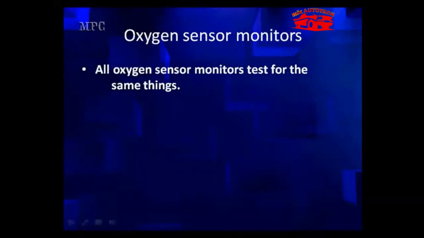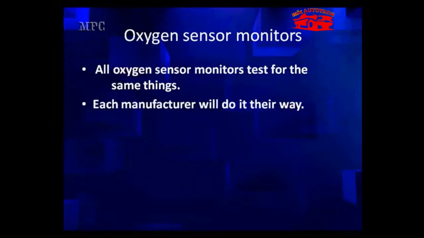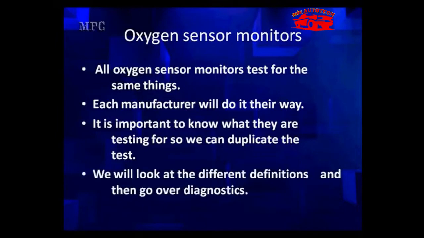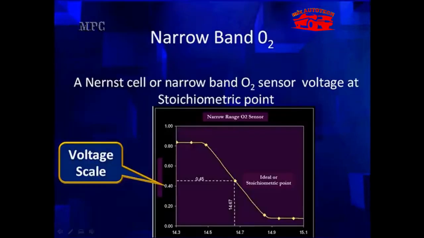All O2 sensor monitors test for the same thing, even though each manufacturer has their own way of doing it. So it's important to know what they're testing so we can duplicate their test. Our main function of the diagnostics behind mode 6 is to show you what you need to do to duplicate this testing. We'll look at the different definitions and then go over the diagnostics we can do to duplicate what they're doing. We're going to start off by looking at this chart.